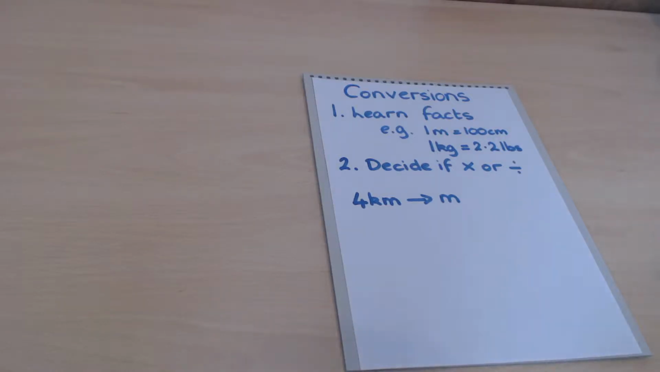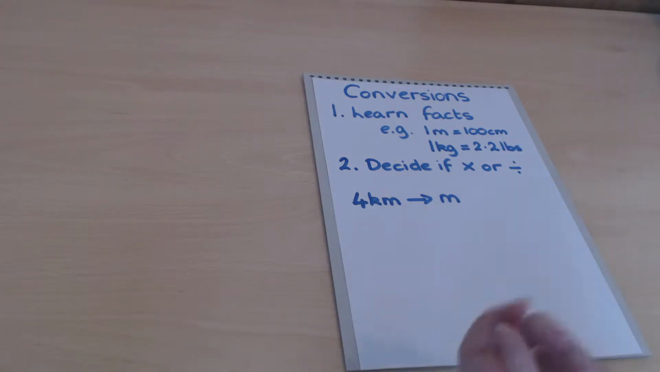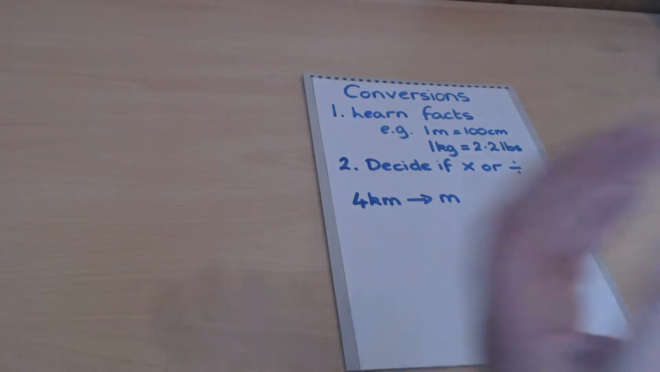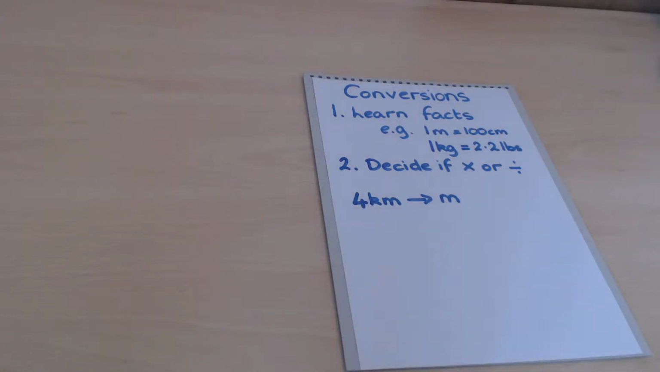So we're going to have a look at how we do conversions. Now, conversions come up in lots of different ways. So we could be talking about converting between centimetres and metres. We could be talking about converting between pints and litres. We could also be talking about currency conversion, so going from pounds to dollars, for example.